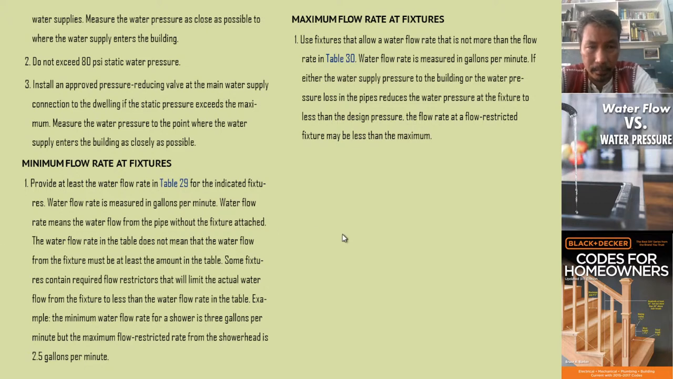But before that, remember the table 29, we have what? Also the maximum flow rate at fixture. So use fixture that allow water flow rate that is not more than the flow rate in table 30. So we need also to regulate or to control the maximum. So maximum for pressure is 80. Okay, maximum for water flow rate is, let us look at the table. Okay, so we need to take note of those maximum.